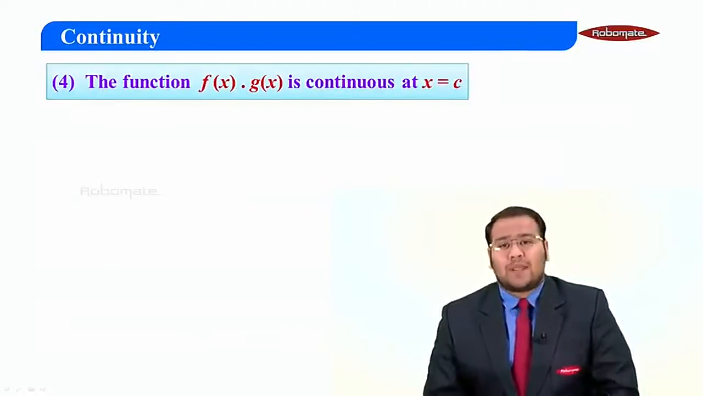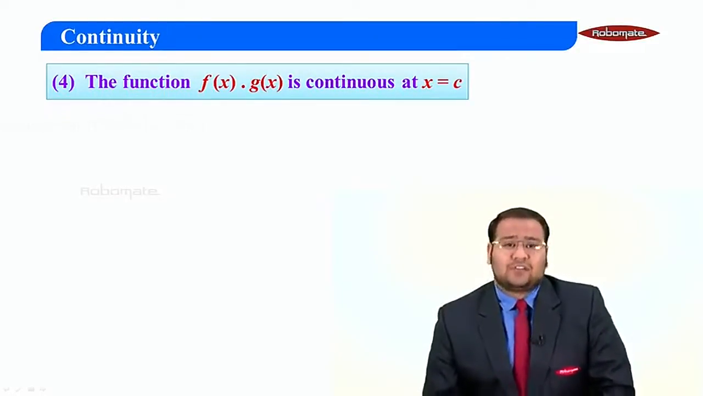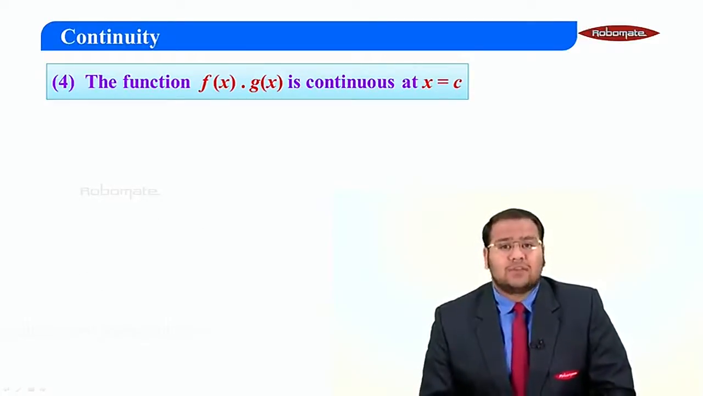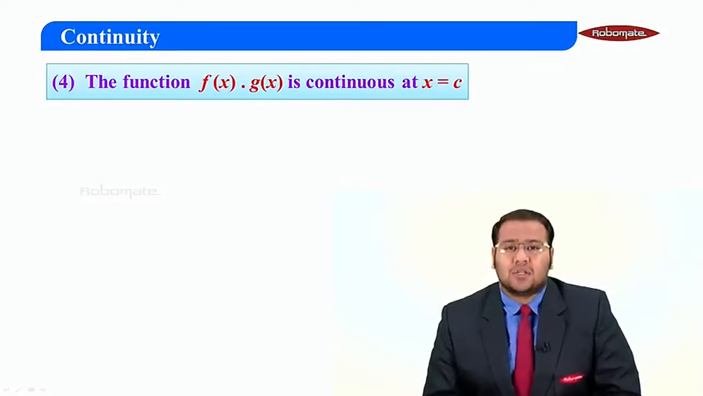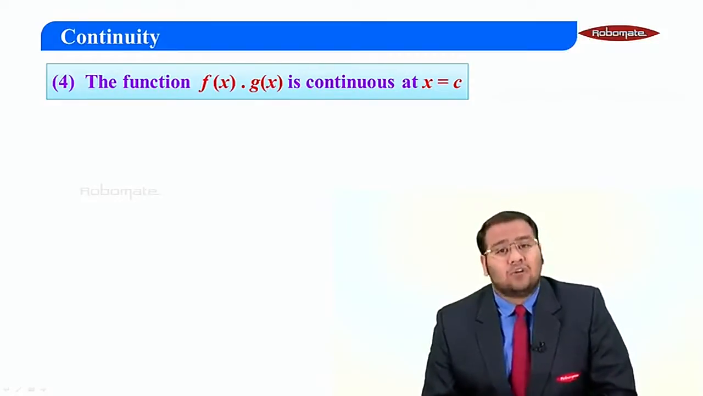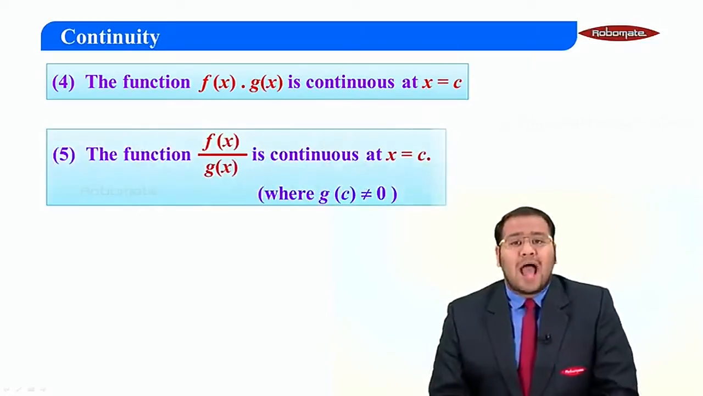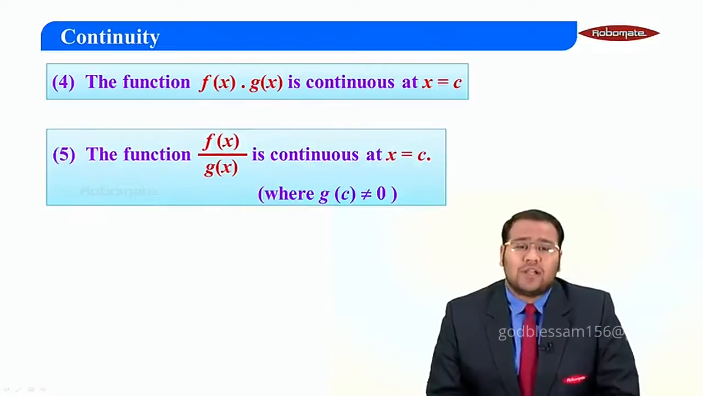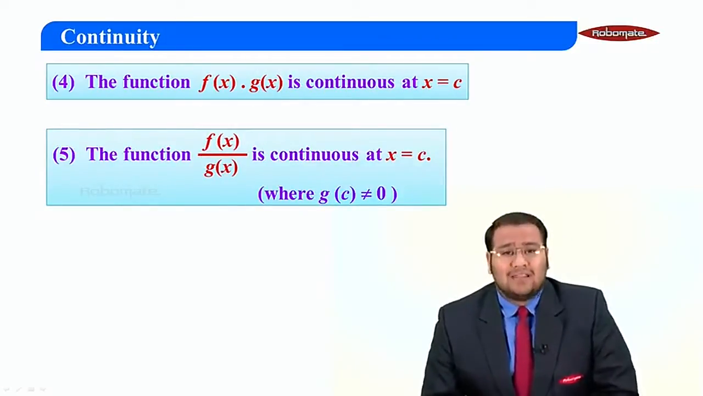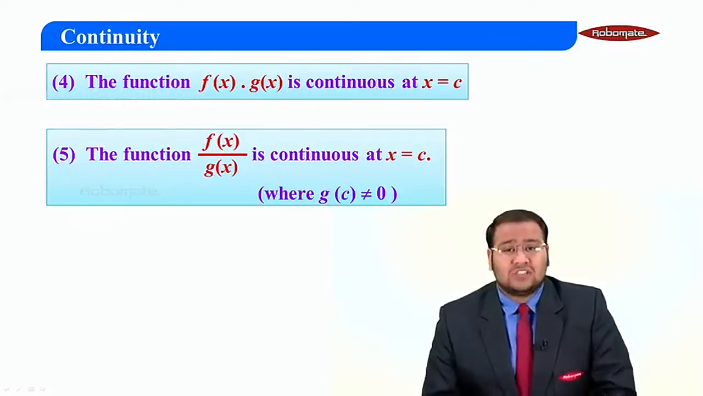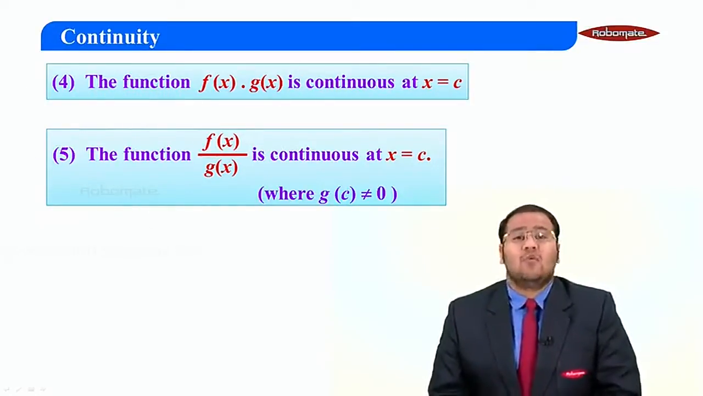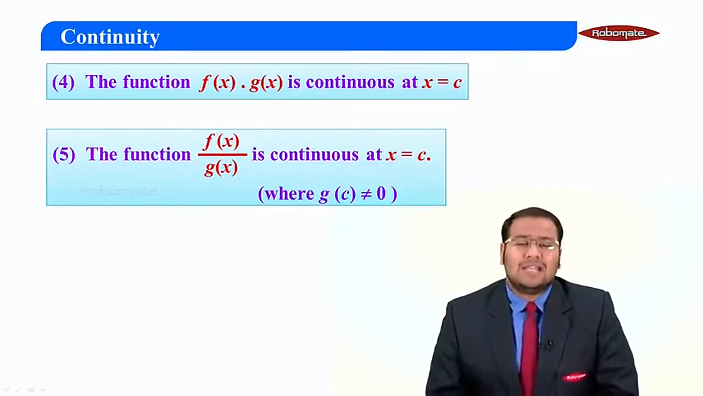Moving ahead with the fourth property, it says the function f of x into g of x is continuous. That is, if you have two functions which are continuous, then the product of those continuous functions is also a continuous function. And the function f of x upon g of x is also continuous at x equal to c. I can say if you have two functions, that is f of x and g of x, which are continuous, and if you divide them, it is still a continuous function.